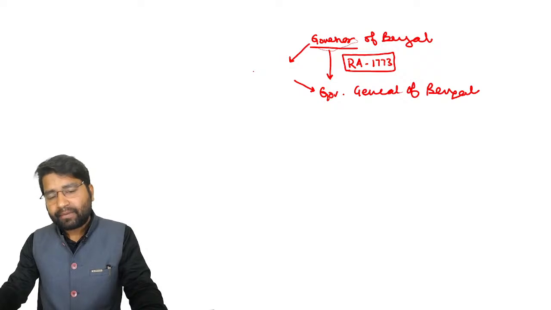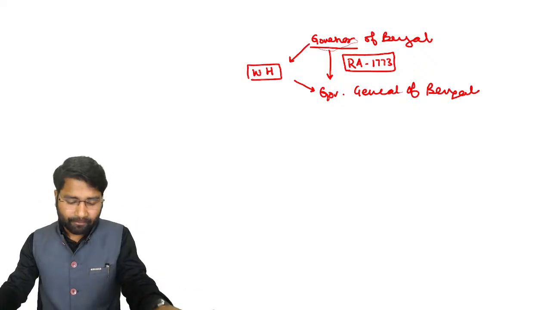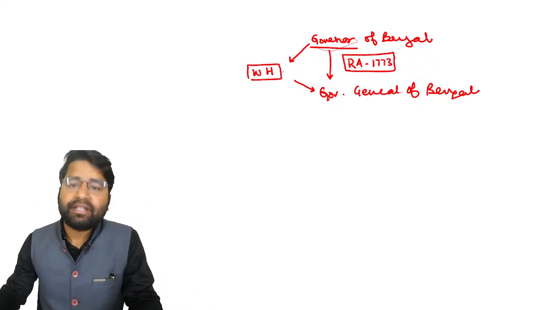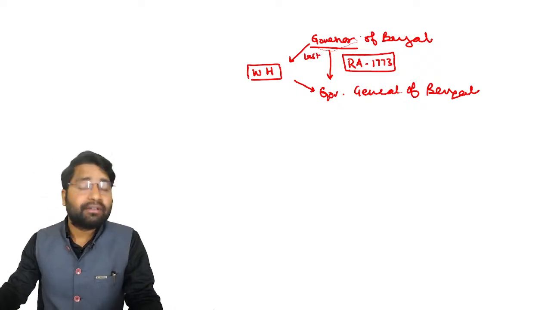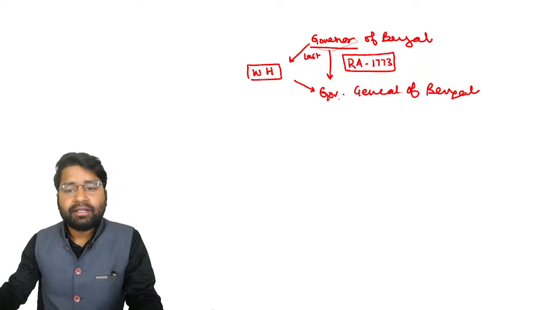So here the first person was, I'm just writing the short code here because I will give you the complete explanation from the same book. Okay, so he was Warren Hastings, and he will be the last Governor of Bengal, and he will be the first Governor General of Bengal, students. Okay.